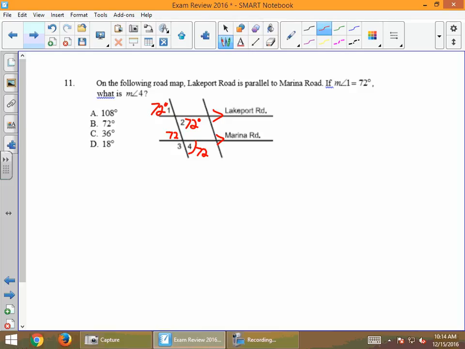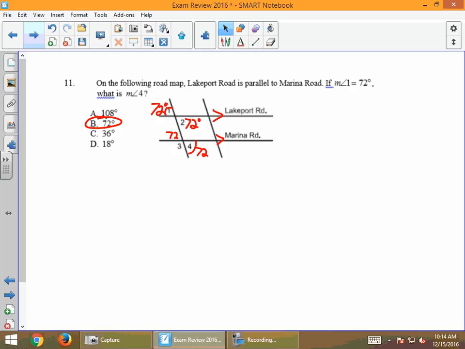What about 1 and 4? What kind of relationship do 1 and 4 have, Shane? Alternate exterior, but your way works too, Emmett. Alternate exterior would work. They're both on the outside. Their measures would be the same. B is the correct answer.